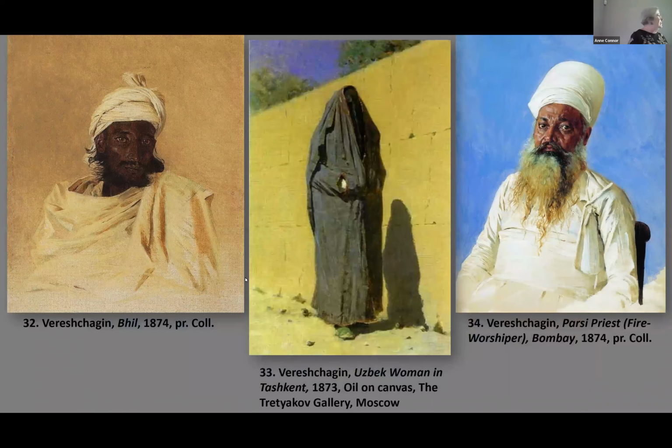He made many portraits, and I just picked these three because I think they're quite representative of what he did. Women feature very infrequently in Vereshchagin's work, and it's interesting to see that Uzbek woman in Tashkent, dressed as we know now in Afghanistan, covered in the black robe, even her eyes hidden. But on the other hand, the sensitivity he has to the color of the man on the left, and then the other one, the Parsi priest, show his incredible talent.